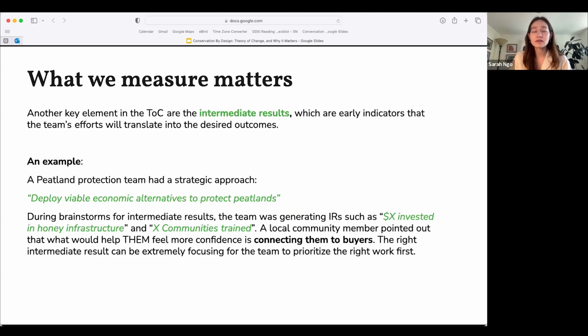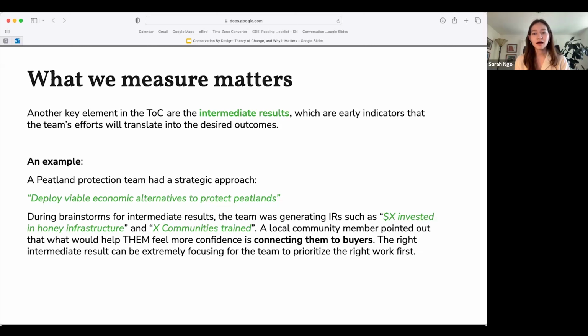Another reason why theories of change can be really powerful is that, as we all know, what we measure matters, and we can really influence the focus of our work by picking the right success metrics to measure. So, honing in on the intermediate results of the theory of change: these are early indicators that the team's efforts will translate into the desired outcomes.